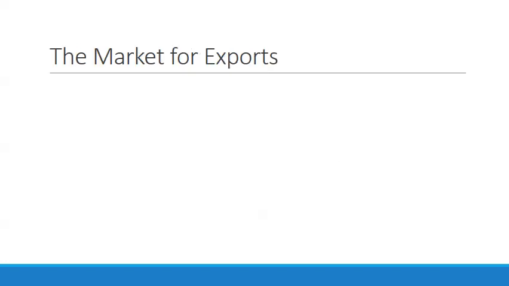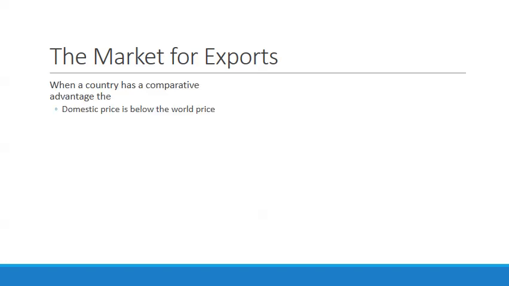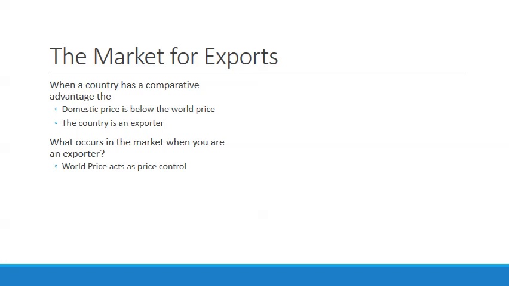Okay, let's look at the market for exports and see what happens here. So when a country has a comparative advantage, the domestic price is below the world price, and the country is an exporter. So what occurs in the market when you're an exporter? Well, world price acts much like a price control. So if you understood how price controls work with price ceilings and price floors, you'll get this idea of what a world price is going to look like and how it's going to act in the market.